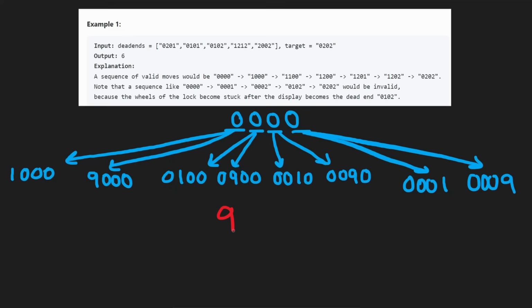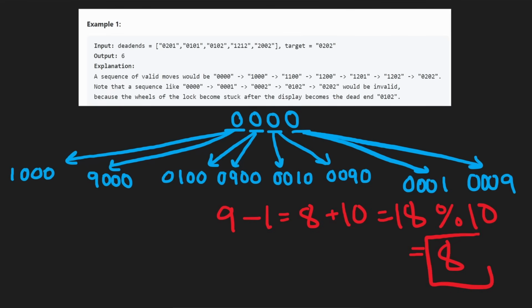Let me just show you with 9. So 9 minus 1, we get 8, plus 10 is going to be 18. You can see how this is going to work, right? Because modding this by 10 is just going to reverse the addition of this 10. So the output will still be 8, which is exactly what we want.